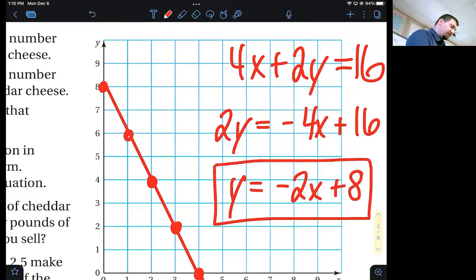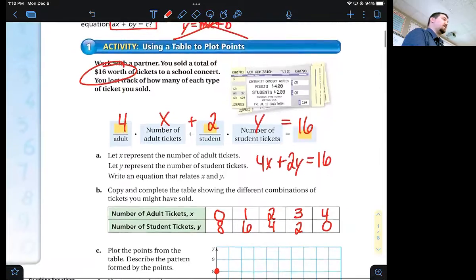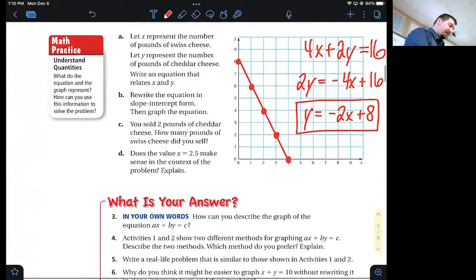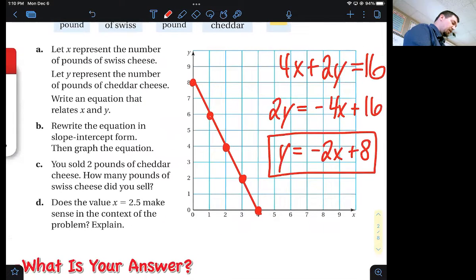This equation is the same equation that we did in the last problem with the tickets. And if I were to graph that equation, this equation tells me that I have a y-intercept of 8. Check. I have that point here. And my slope is -2 or -2/1. So down 2/1 and check. That is my slope. They're just two different ways of writing the same equation. So this is called slope-intercept form.